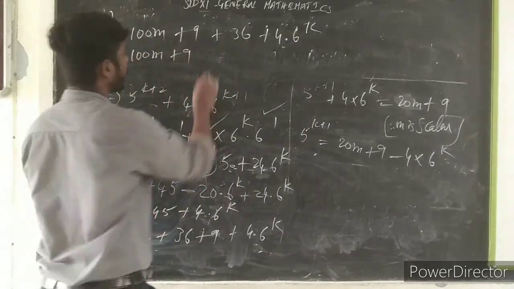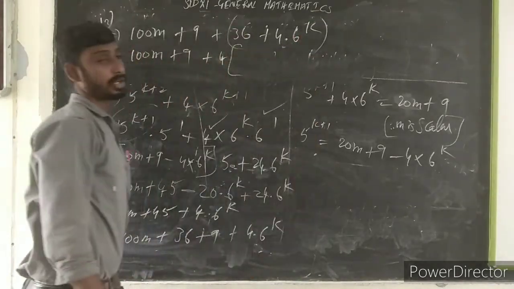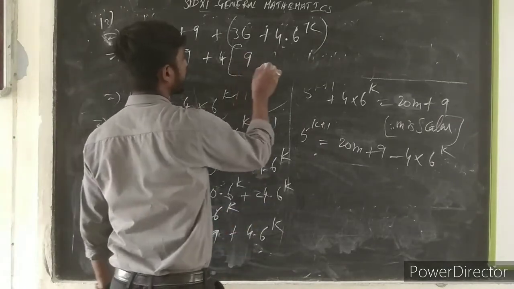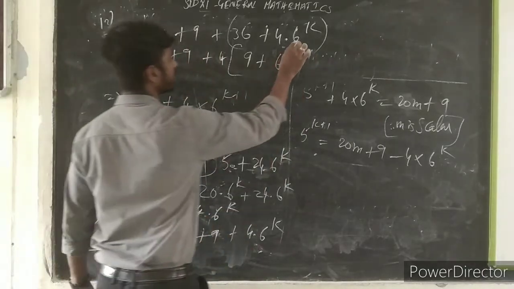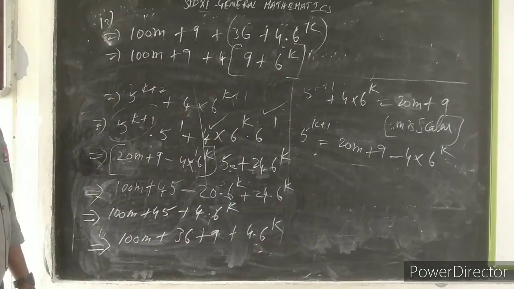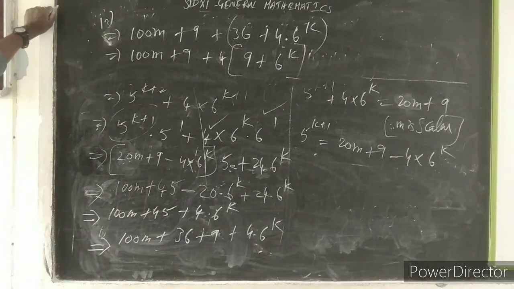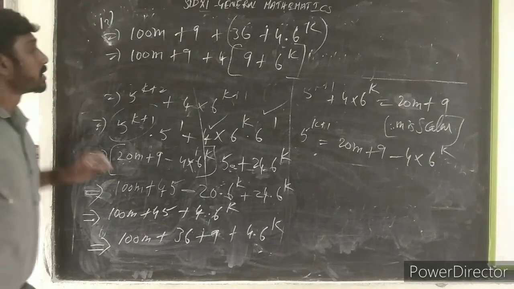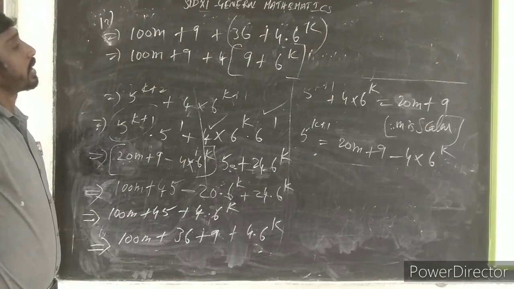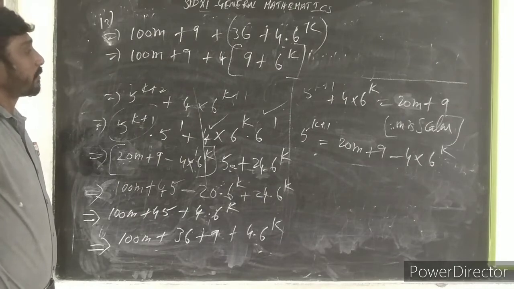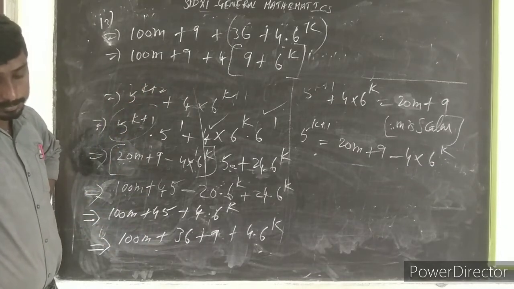100m plus 9, and 4 will be taken commonly from these two terms, which gives 9 plus 6 power of k. Now we are going to substitute k equal to 1. Substituting k equal to 1, we get 6; 9 plus 6 is 15, and 15 into 4 is 60. So the same value we get here, 45 plus 9.